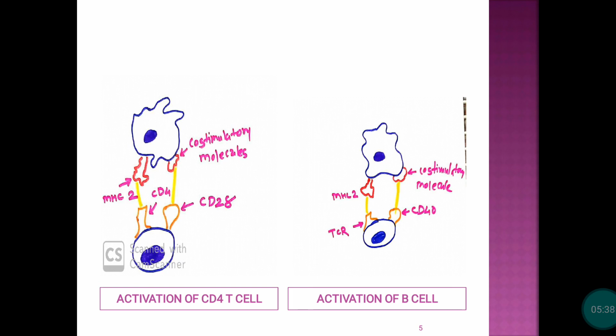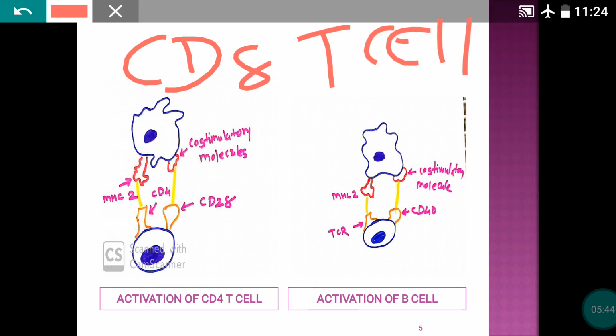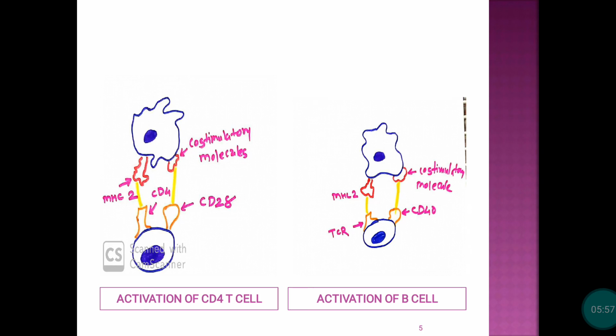Now the CD8 T lymphocyte: the mechanism is the same, but it utilizes the MHC class 1 molecule. So we can say that the CD8 T lymphocyte is MHC class 1 restricted. So that is regarding the activation of T cells.